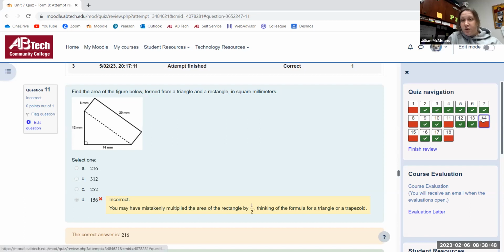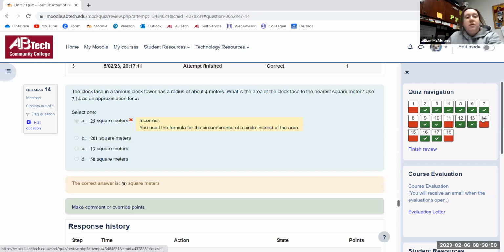Let's look at 14 really quick. The clock face in a famous clock tower has a radius of 4 meters. What is the area of the clock face to the nearest square meter? So we have a radius of 4 meters. It does still seem like circles might be your issue. Let's look at the whiteboard.